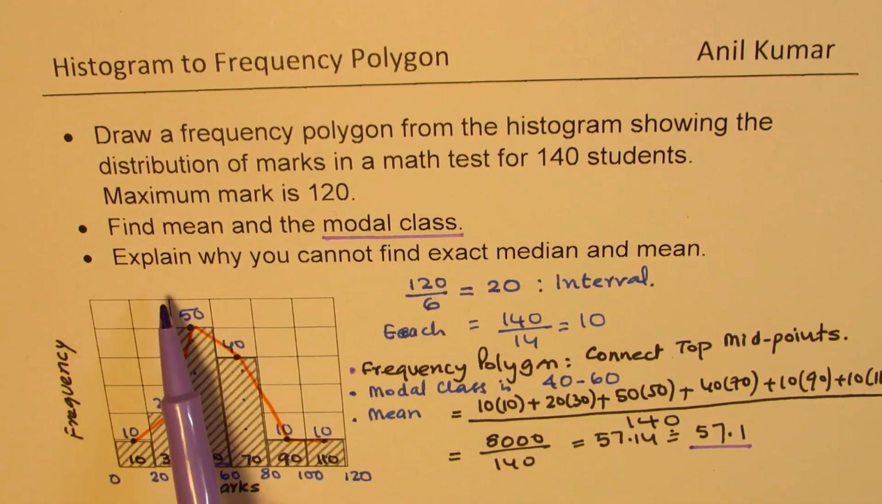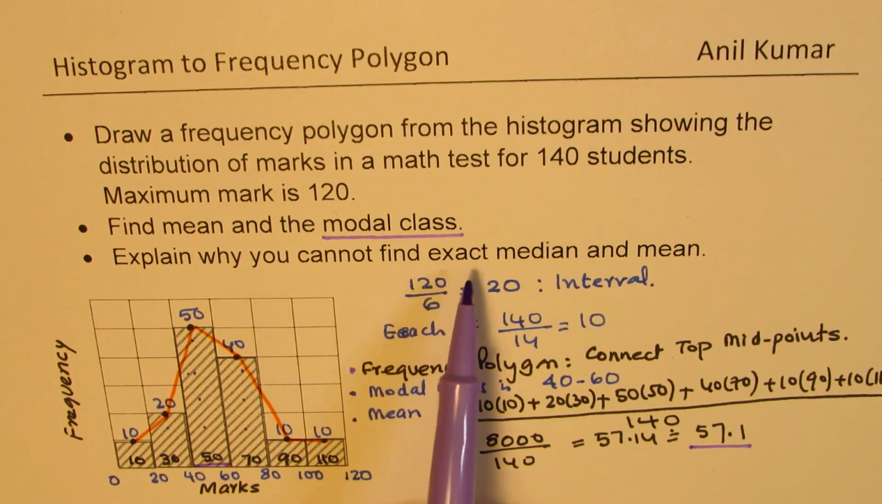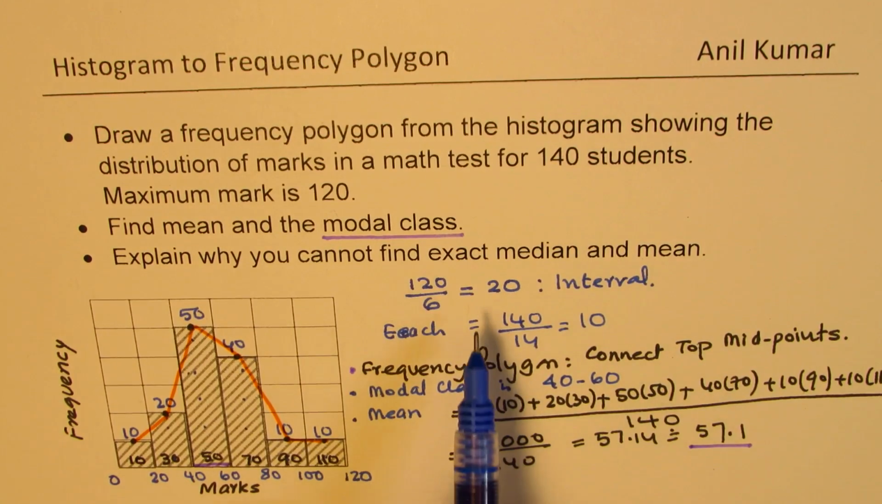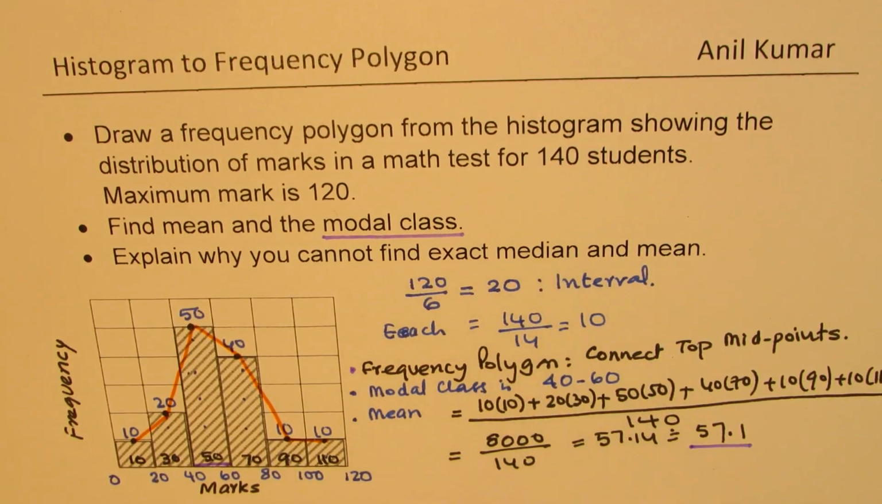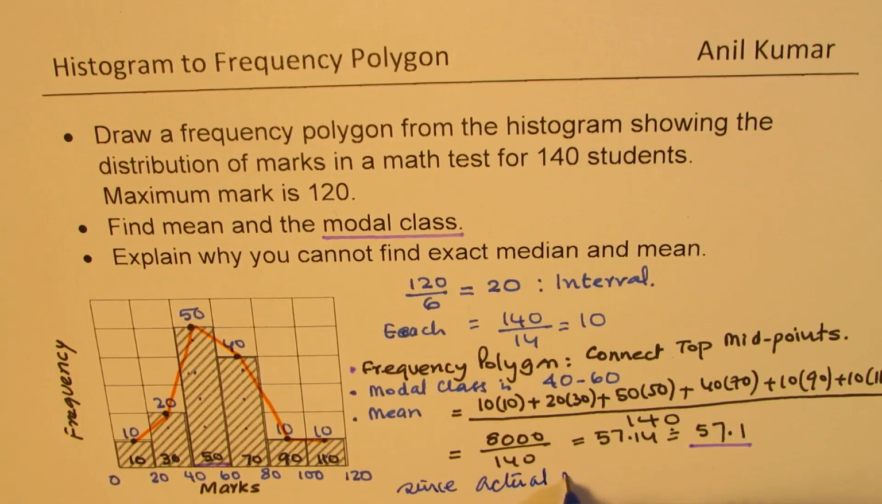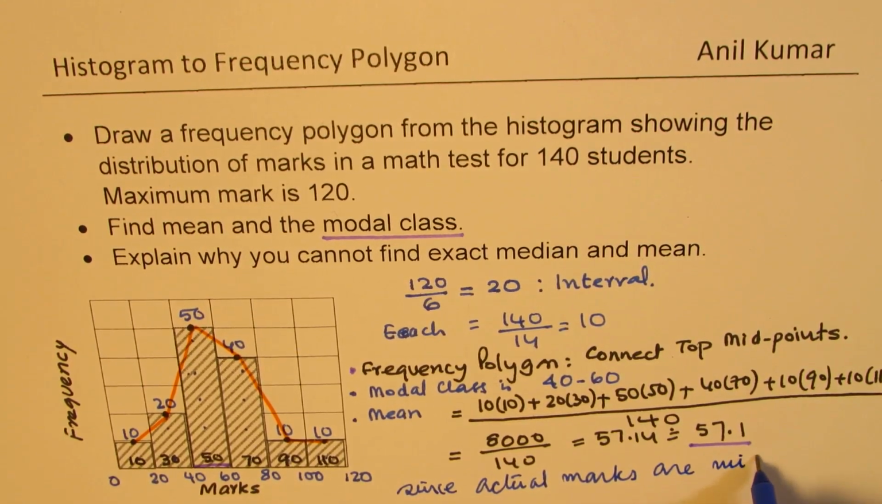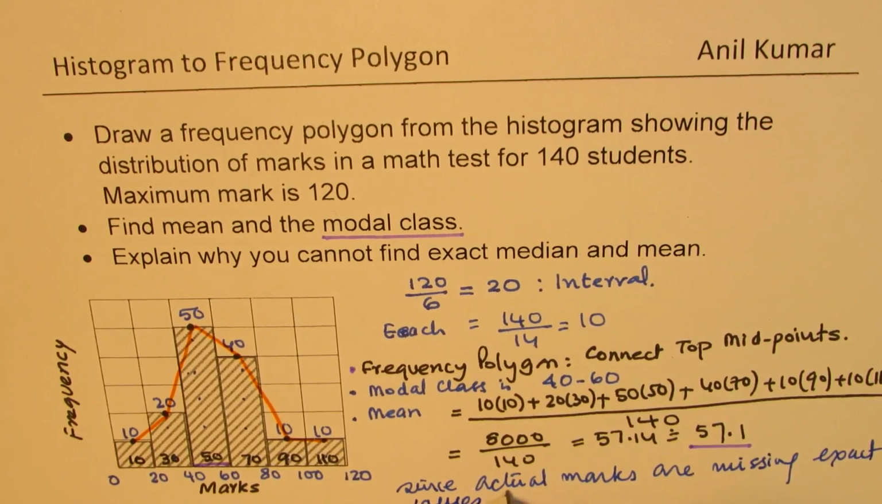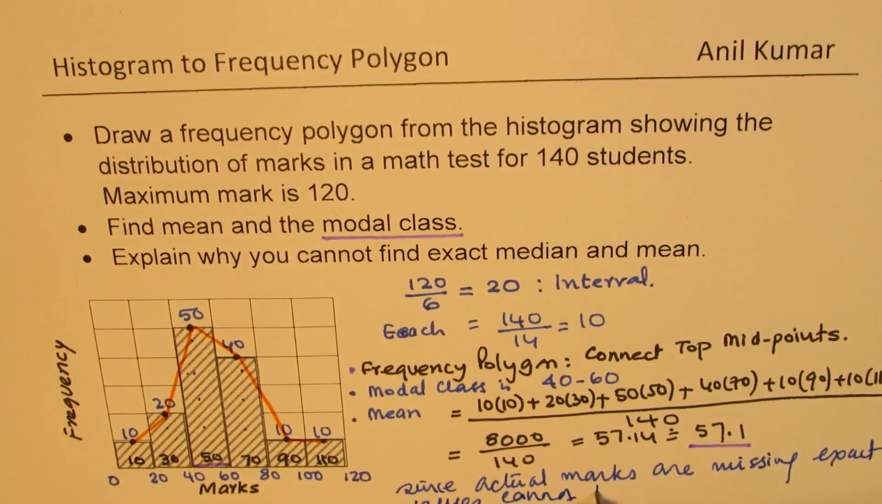Next question here is, explain why you cannot find the exact median and mean. Well, definitely we cannot find the exact median since we do not know the actual marks, right? Since the actual marks are missing, exact values cannot be calculated.